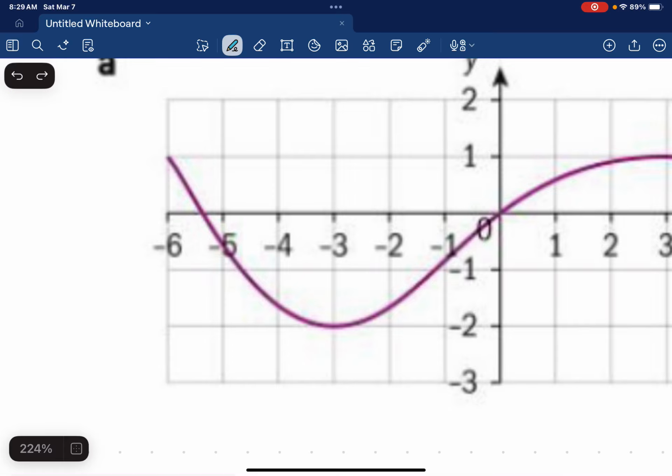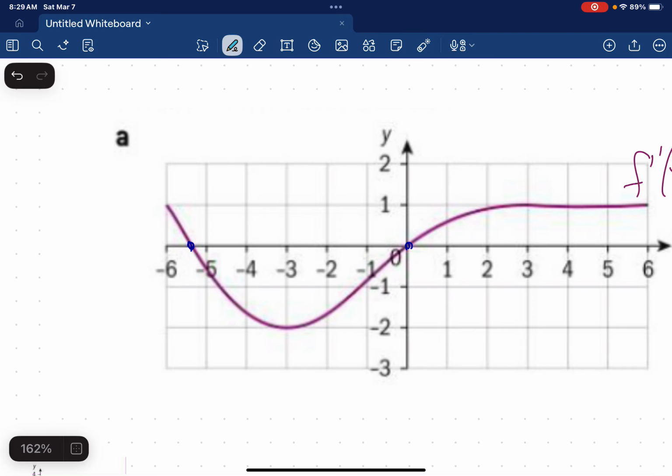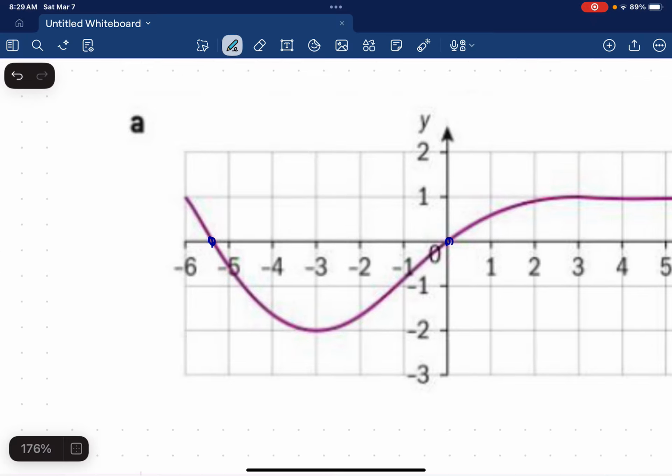Wait, let me first mark out where f double prime equals 0, so we don't get confused later on. Positive, so f prime of x is increasing. We hit our turning point, inflection point. I forgot which one was which. Now we are decreasing.